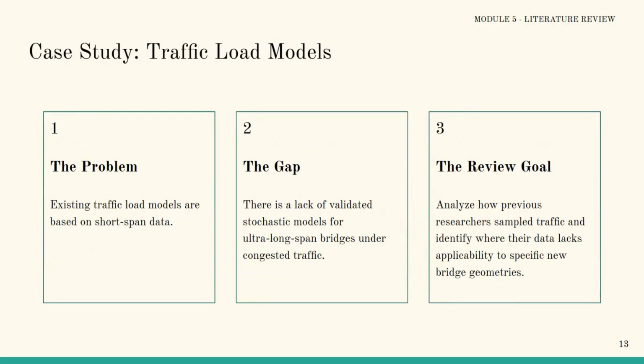For example, let's say we are doing research on existing traffic load models. We can target the problem that existing traffic load models are based on short span data. That's the problem. So, where is the gap? There is a lack of validated stochastic models for ultra long span bridges under congested traffic. And so the review goal should be analyzing how previous researchers sampled traffic and identifying where their data lacks applicability to specific new bridge geometries.